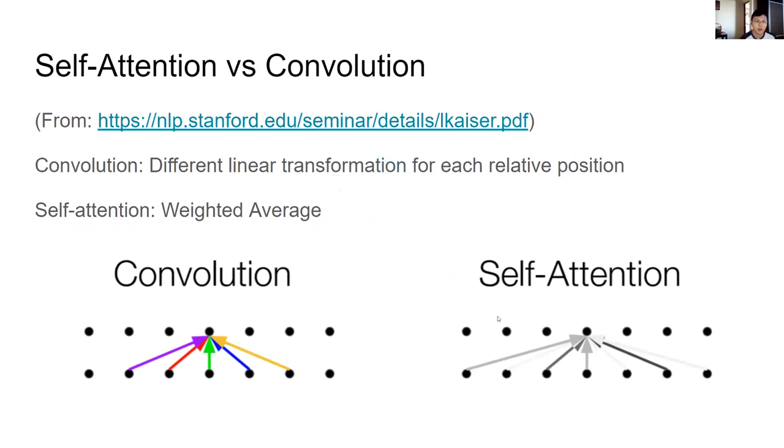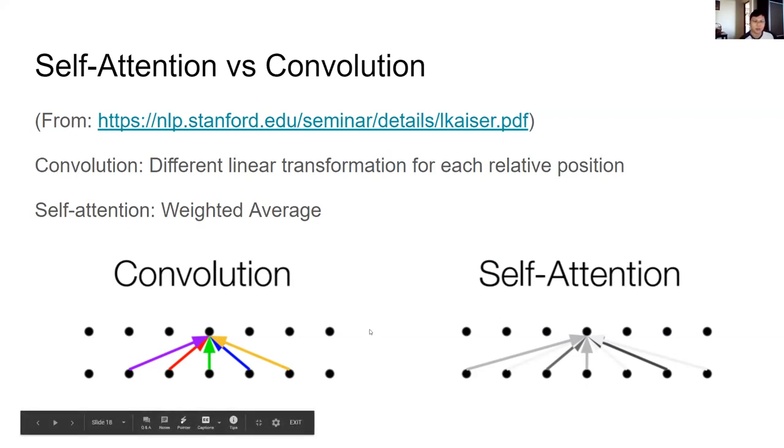Okay, so first, there's the idea of what is the difference between self-attention and convolution. The idea of convolution is that for each relative position, you have different linear transforms, but self-attention is just a simple weighted average.